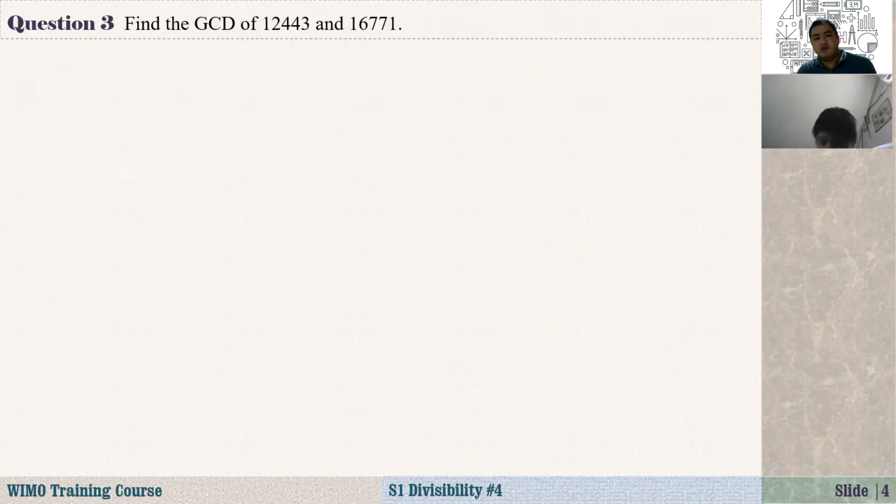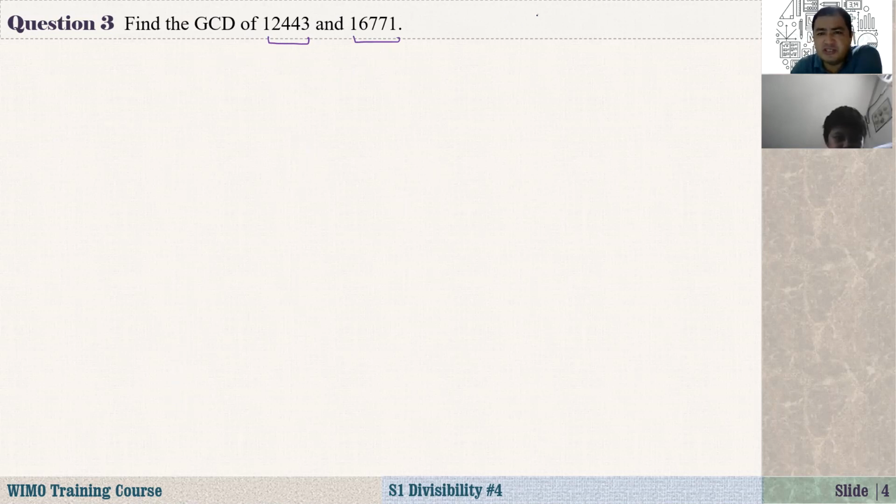Find the GCD of 12443 and 16771. Okay, so what is the GCD? It is the greatest common divisor of these numbers, right? So what do you think, Carl? How do you find the highest common factor or greatest common divisor? They mean the same thing.